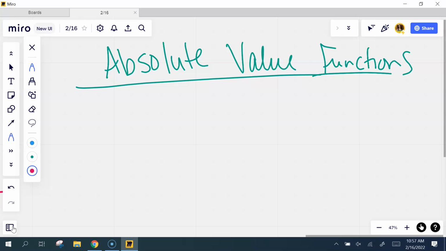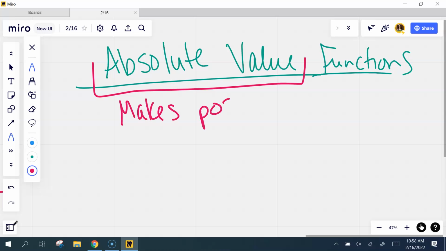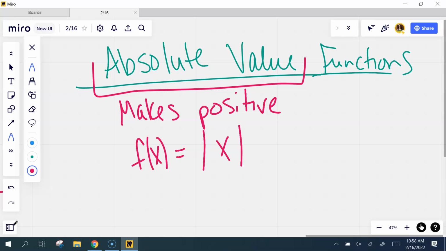All right. What does absolute value do to a number? It makes it positive. That's the only thing it does. Whatever it is, it makes it positive. If it's already positive, it stays the same. If it's negative, then it changes it to positive. What does the absolute value sign look like? 2 lines. That's exactly right. So the absolute value function looks like this. That means the absolute value of x.